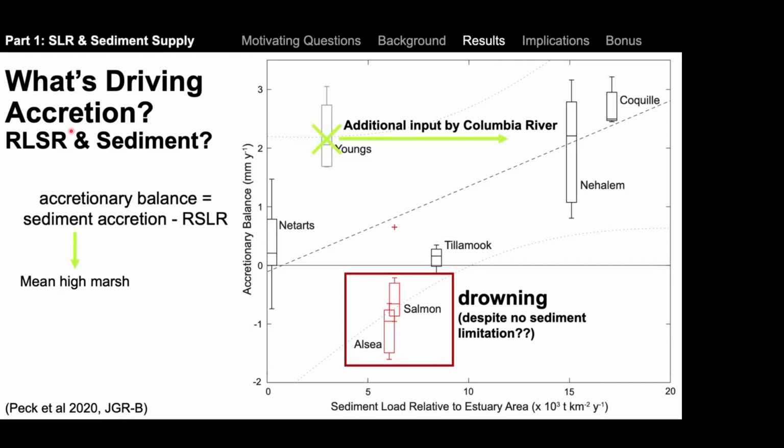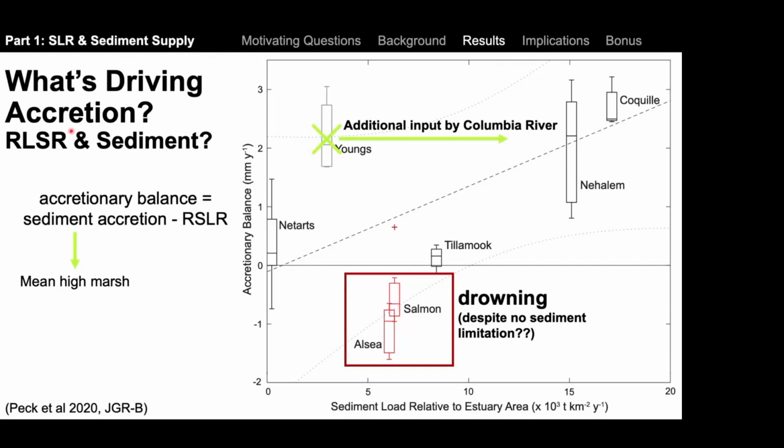Secondly, I'm not going to interpret Alsea and Salmon here because they're drowning, and I'm interested in the drivers of salt marshes that are in a dynamic equilibrium with the forcings. And so we know that these systems are probably converting down to a low marsh and ultimately going to drown to a mudflat. But if we looked at just Netarts, Tillamook, Nehalem, and Coquille, there does appear to be this relationship in which the salt marshes that are receiving the greatest fluvial sediment loads are displaying the most positive accretionary balances.